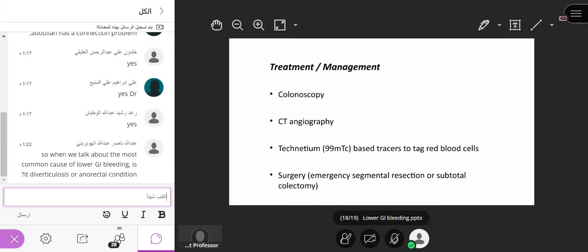And if you cannot localize the bleeding, you cannot do therapeutic procedures through colonoscopic or angiographic procedures, you do surgery. In the surgery, you have already done CT angiography, so you can see at least where the bleeding is coming from, so that the bigger part can be resected and an anastomosis made. Not necessarily always do you do a subtotal colectomy. You can do a segmental resection, a small piece of the colon, but it may lead to a subtotal colectomy and will lead to short gut syndrome.